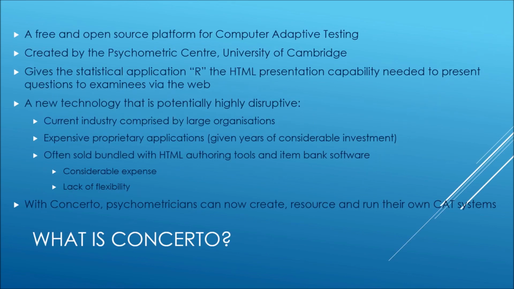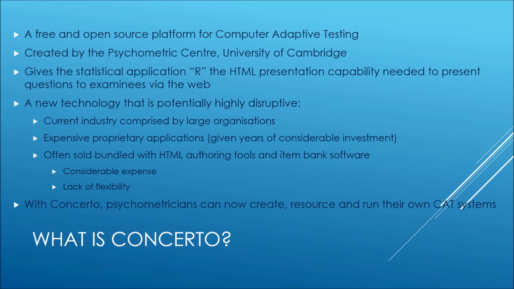So what is Concerto? Well, basically it's a free and open source platform for computer adaptive testing, and it's been created by the Psychometric Centre of the University of Cambridge. Essentially, it gives the statistical application R the HTML presentation capability needed to present test questions to examinees via the web. Or in other words, Concerto is a means of accessing R via the internet.